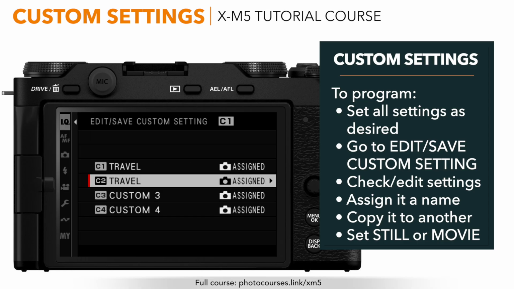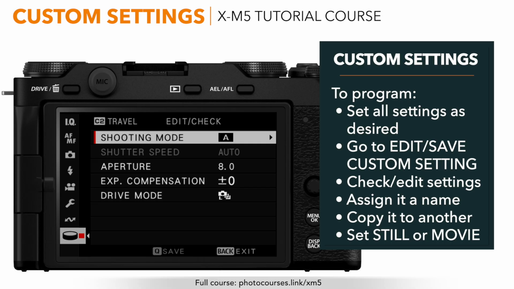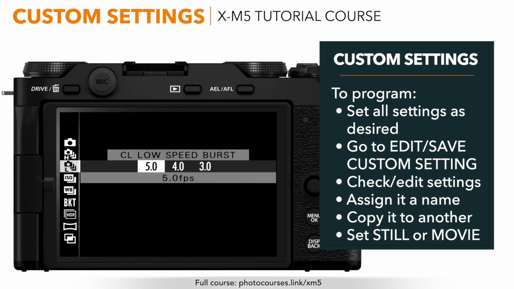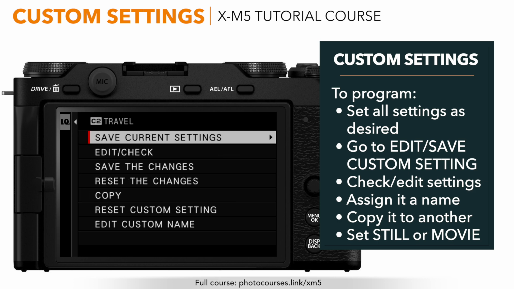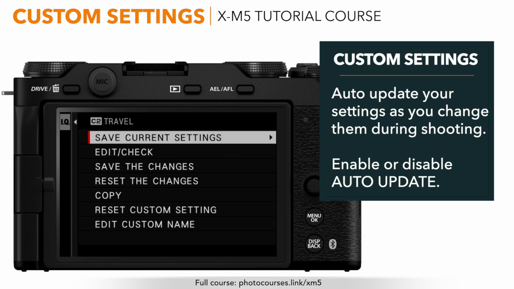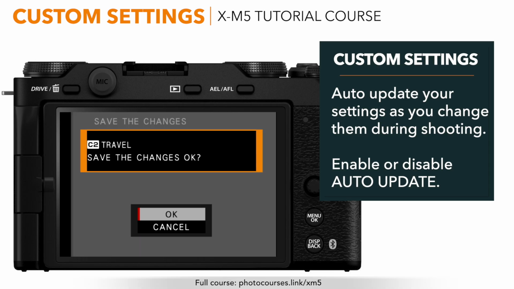If you ever want to change any of the individual settings saved to a particular custom setting, go back into the Edit Save Custom Setting menu, highlight the one that you want to change and press OK, then select Edit Check. Scroll through the list of settings, highlight the setting that you want to change, and press back when you're complete. If Save the Changes is available in the menu, you'll need to select Save the Changes and press OK.